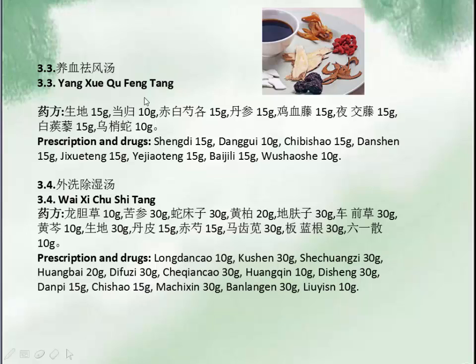Yang Xue Chu Feng Tang. Xue is blood, right? Feng is wind, right? So this is to nourish the blood and clear the wind. You see the herbs nourish and cool a little bit. This should be Chao, Bai, Shao. There are lots of typos in this. Bai Shao, Chao Bai Shao. Okay, Danshen, Ji Xue Teng.